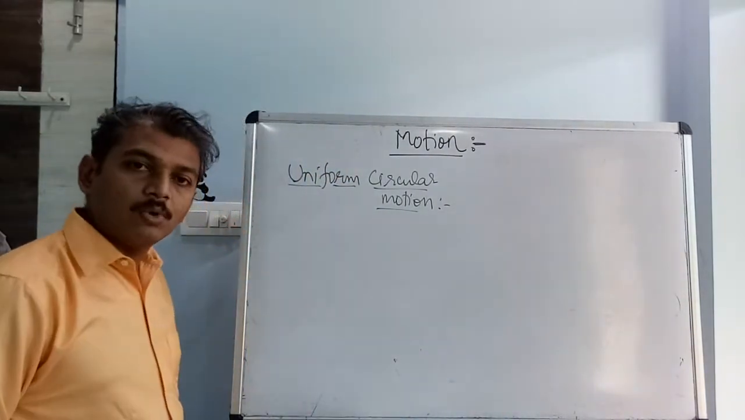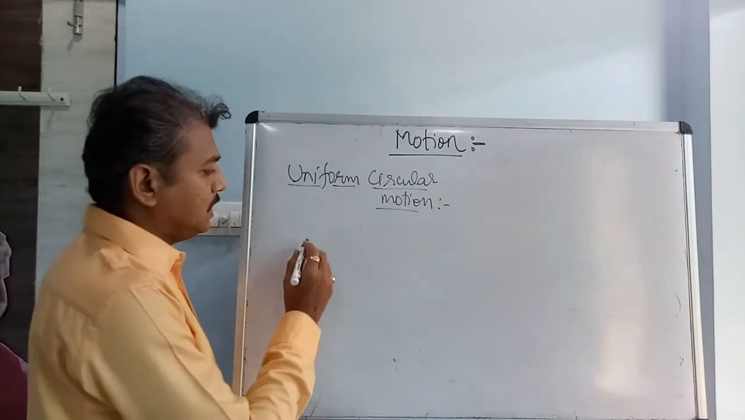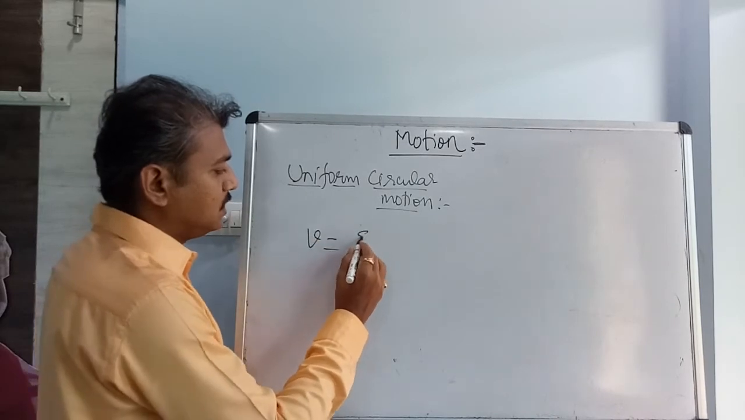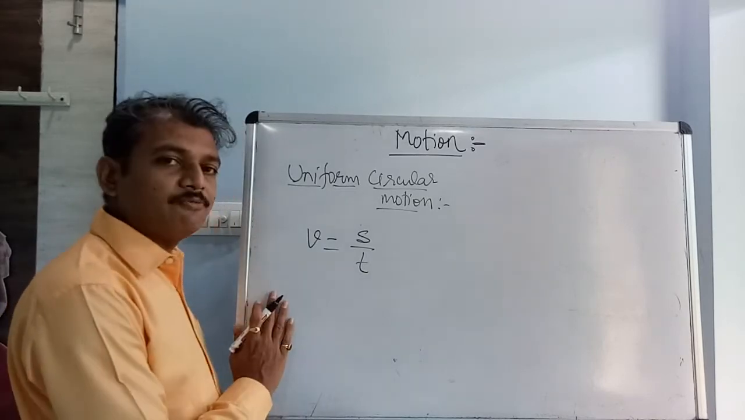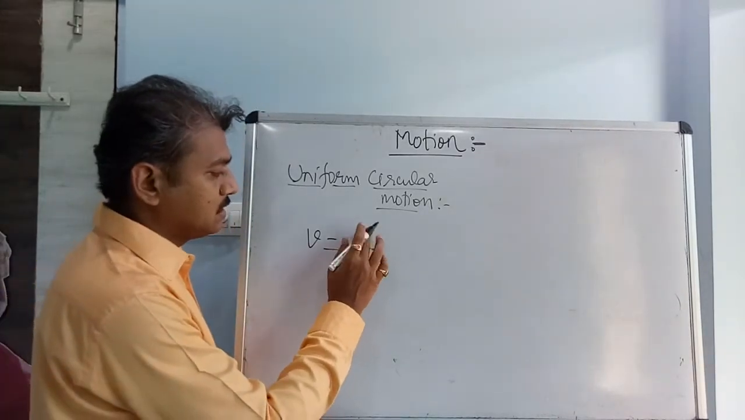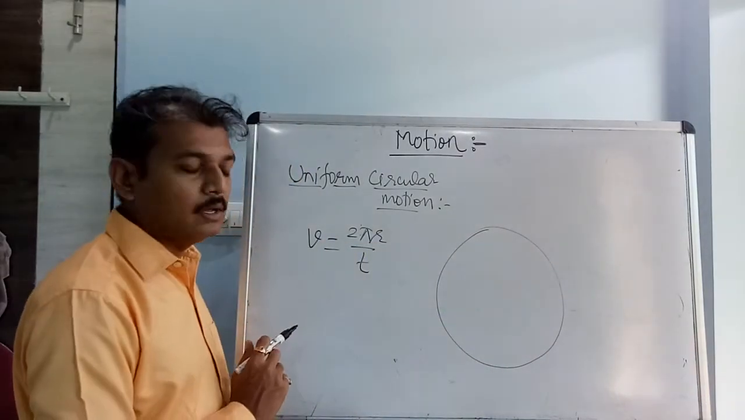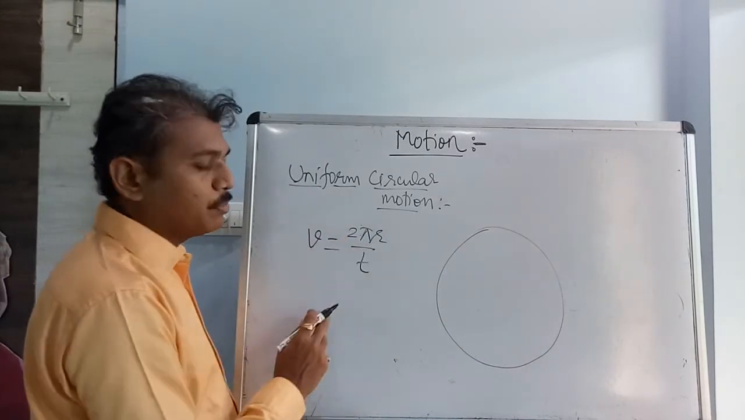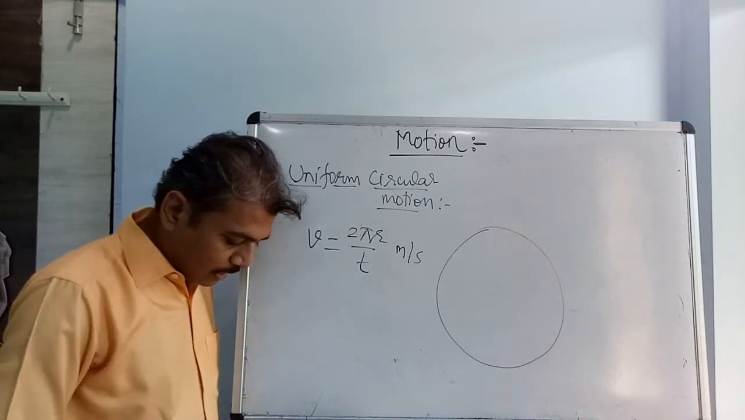But now coming to the formula, for uniform circular motion the formula is very easy. That is, speed is equal to distance upon time. This was the first formula we have seen, and the same is the formula. The only change here is that the distance is 2 pi r, because the distance is in circular form. So now v is equal to 2 pi r upon t. This is in meter per second.